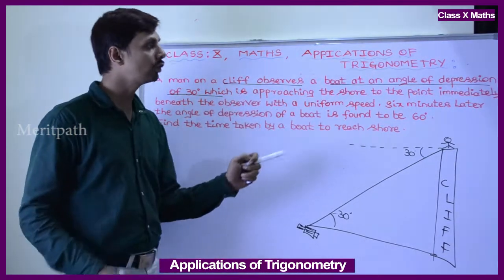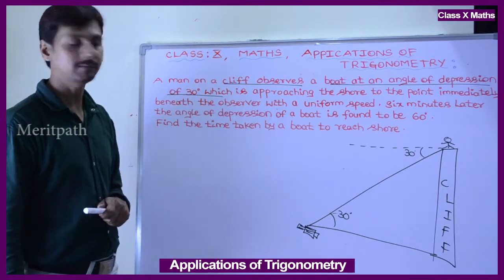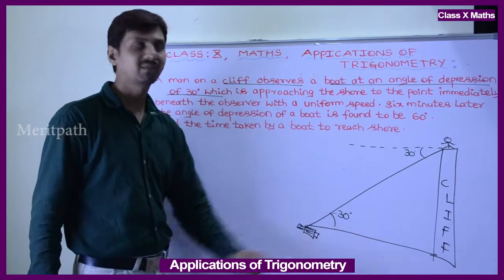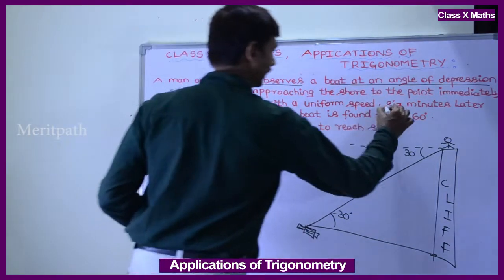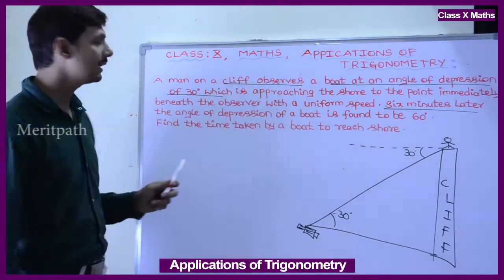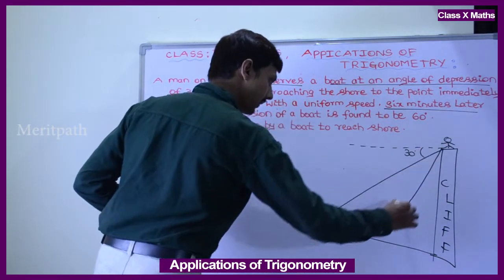Then it is approaching the shore, to the point immediately beneath the observer, with a uniform speed, which means the boat is moving with a uniform speed. Then 6 minutes later, he observes that the angle of depression changes to 60 degrees.